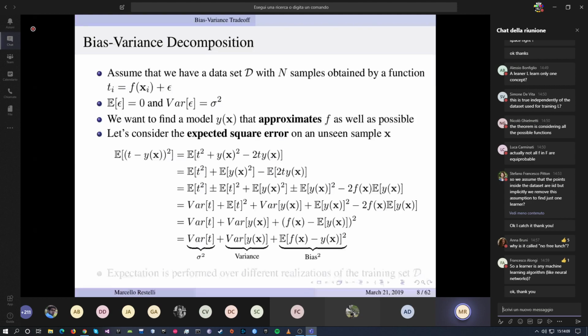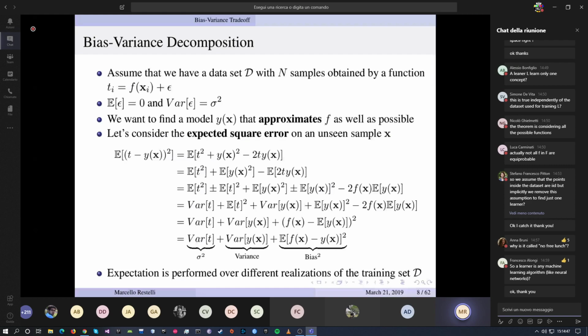So, summing up, the loss function, so the squared error in this case, the expected squared error that you make at some point x, can be decomposed in three terms. The irreducible error, the variance of t, that is not of your interest, and then two terms: the variance of your model and the bias squared of your model. Of course, these are the two terms that interest us, because y is in our hands. We choose the parameters of the model y in order to reduce the error.